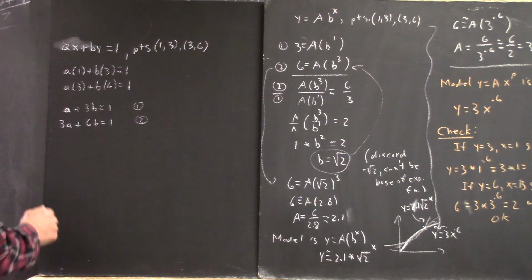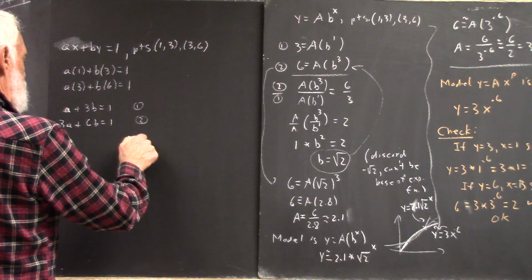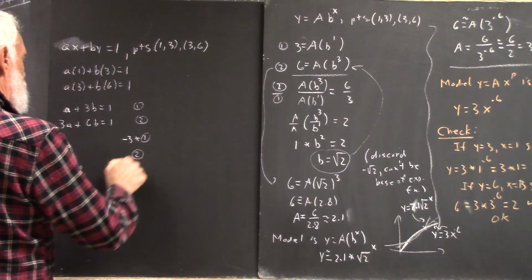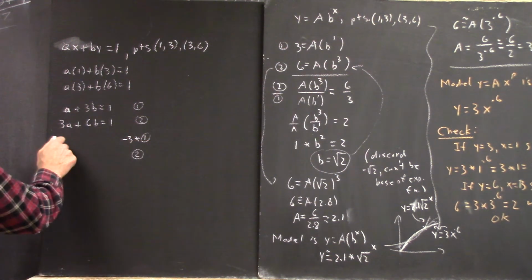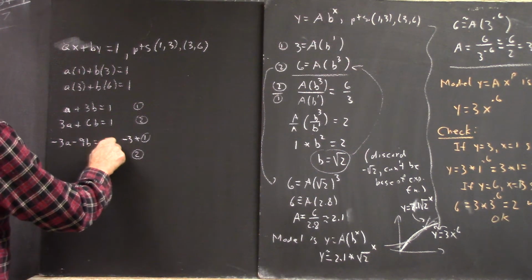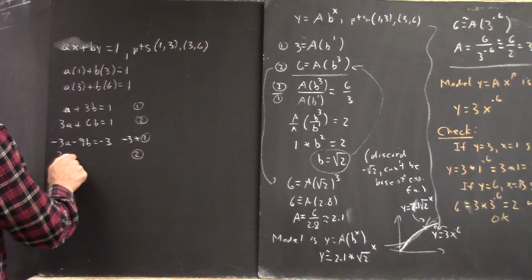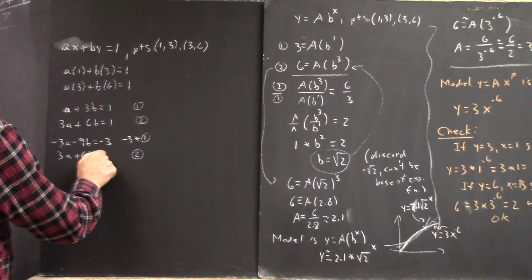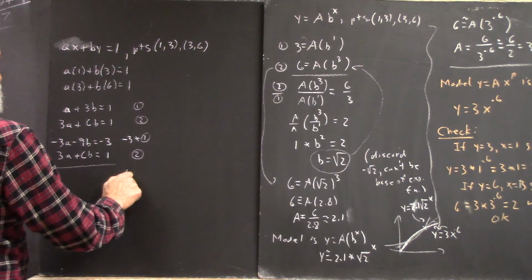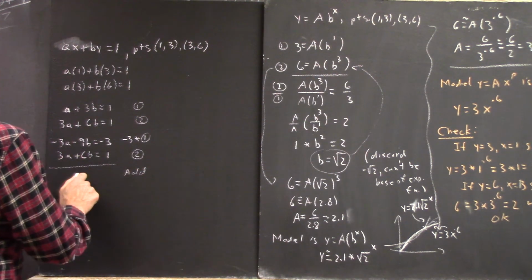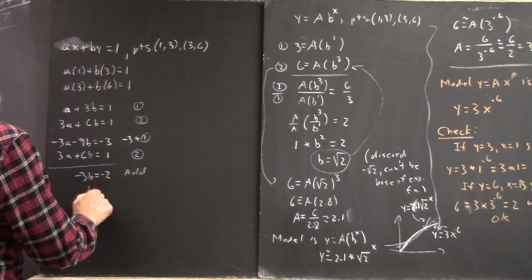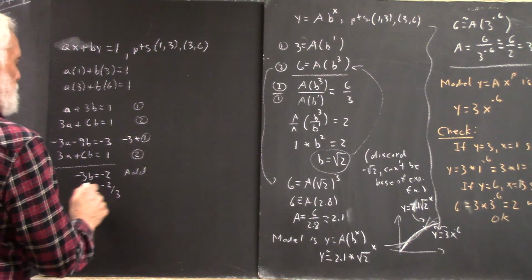We're going to do -3 times the first equation, giving us -3a minus 9b equals -3. And the second equation, 3a plus 6b equals 1. We add the equations, and we get -3b equals -2, so that b is 2/3.